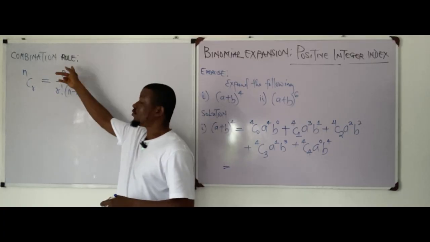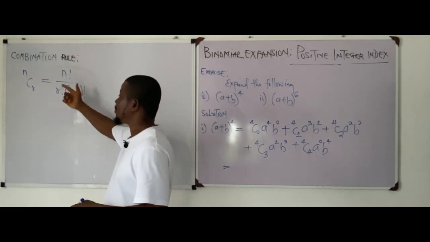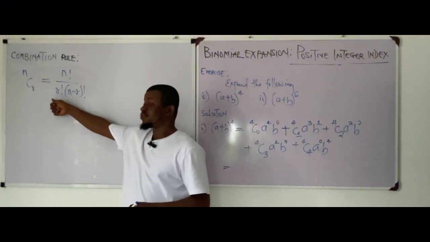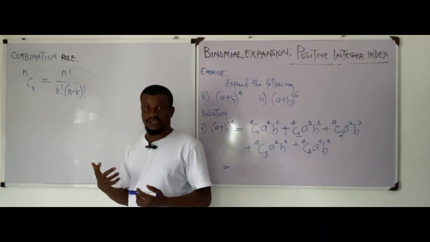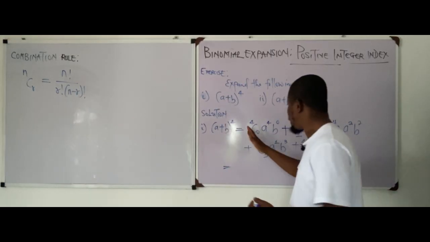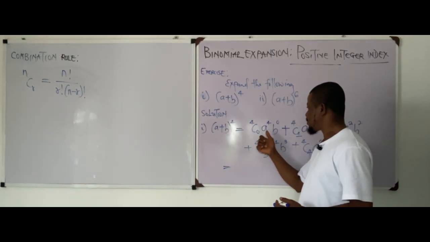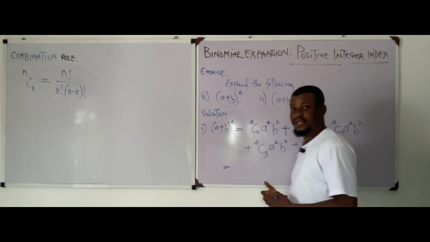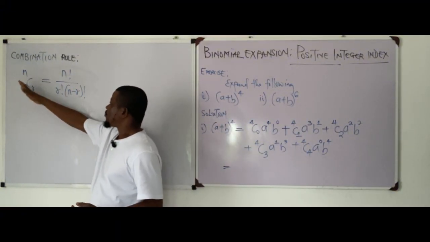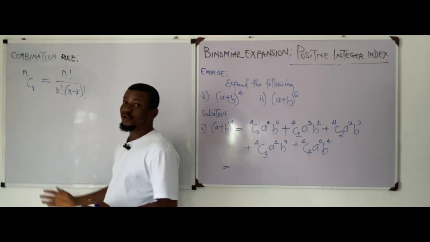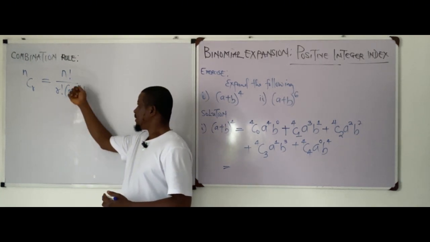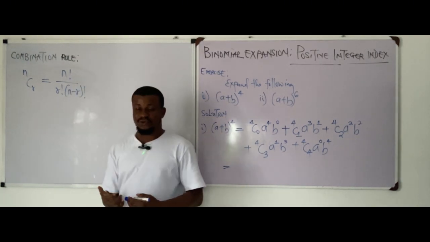So I have the combination rule here. If I have n combination r, it is equal to n factorial all over r factorial times n minus r factorial. Because we want to learn how to solve combinations here, you have 4 combination 0, 4 combination 3, and all the combinations. So how do we solve combinations? n combination r is equal to n factorial all over r factorial, then n minus r factorial.